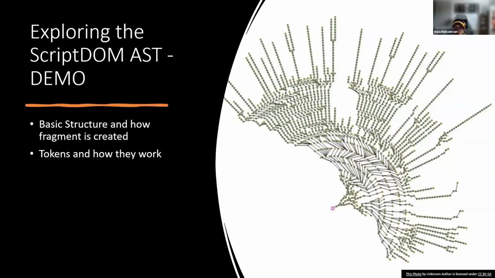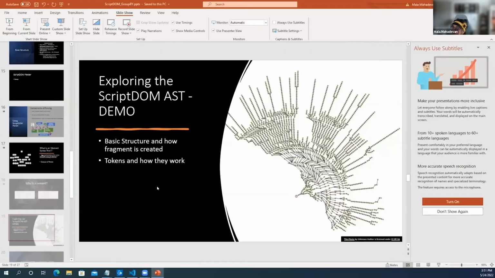Okay, now we want to explore the abstract syntax tree, its basic structure and how the fragment is created. And then I'll show you what these things called tokens are and how they work. So let's get to both of that now.